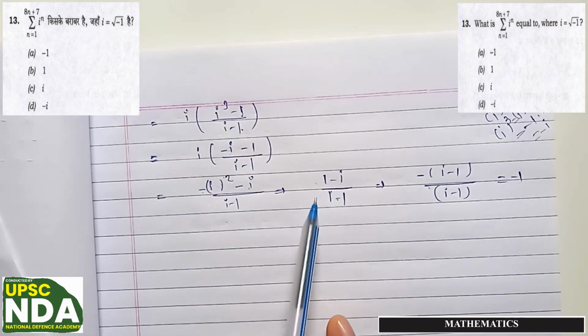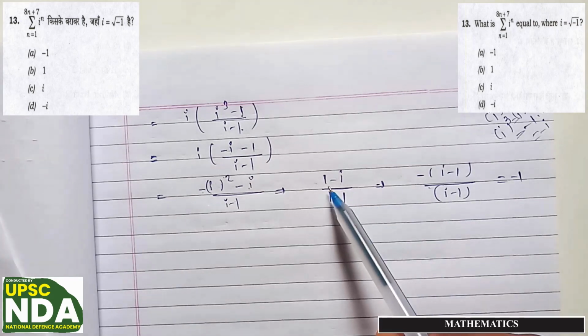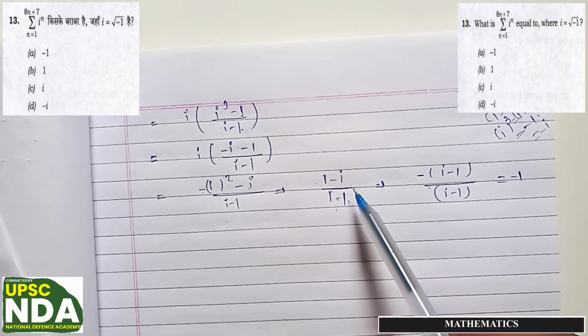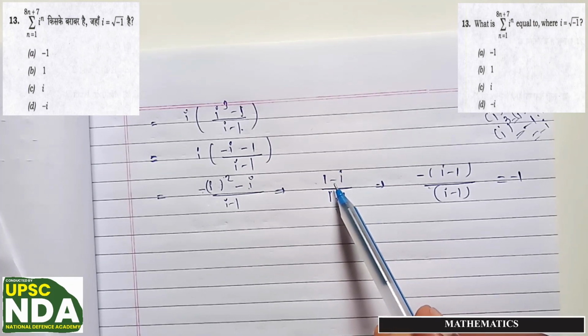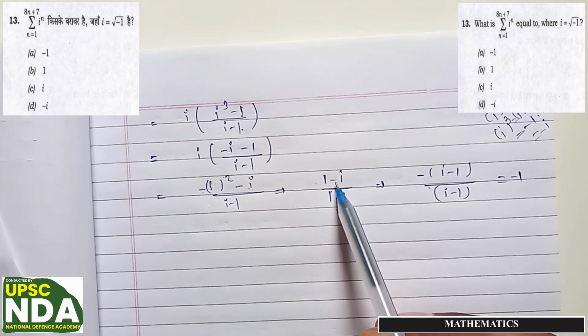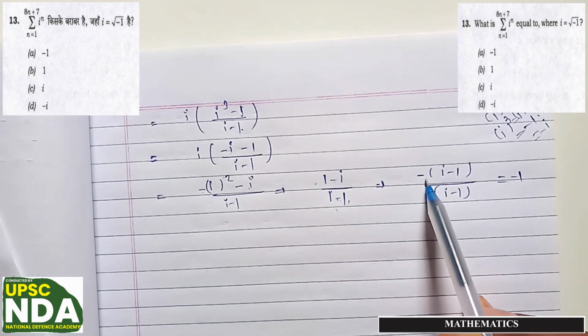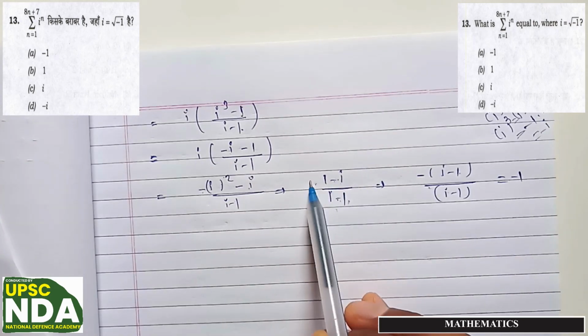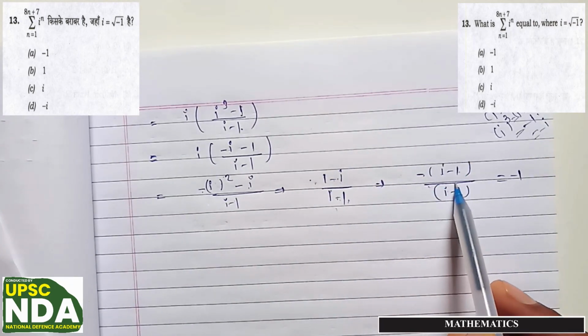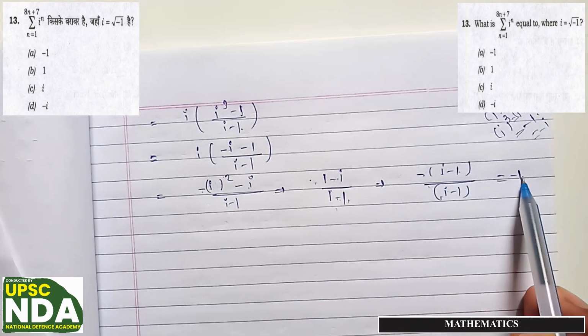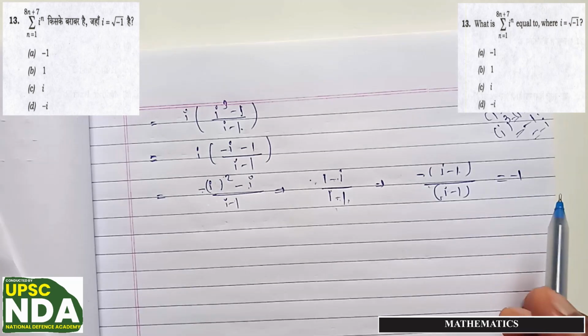This is just a calculation part only, so don't get confused. So we have 1 minus i upon i minus 1. What do we do? Try to make the numerator and denominator the same. So take the negative sign common from the numerator. What we will get here is negative of i minus 1 upon i minus 1. So these two same terms get cancelled. We land here with the value negative of 1.